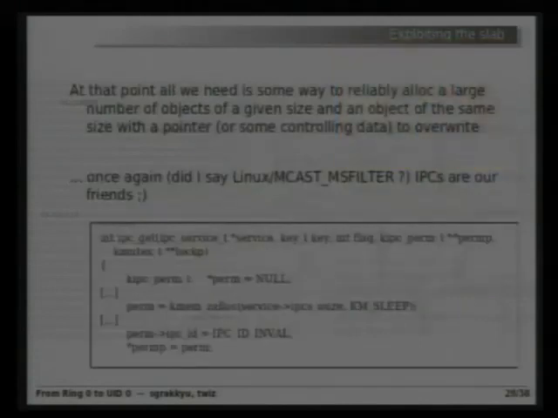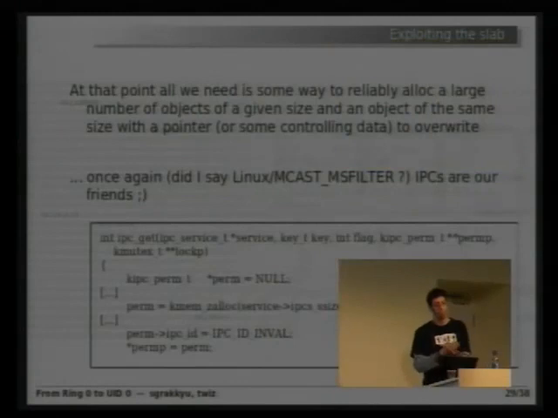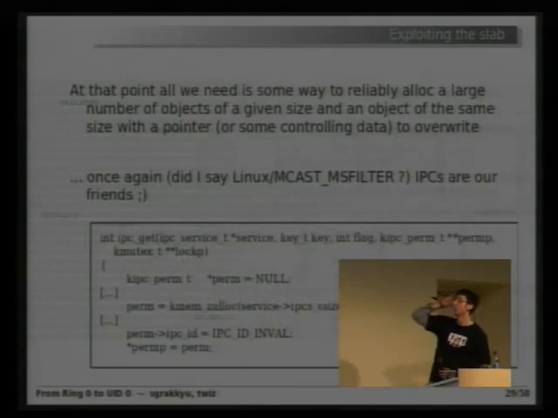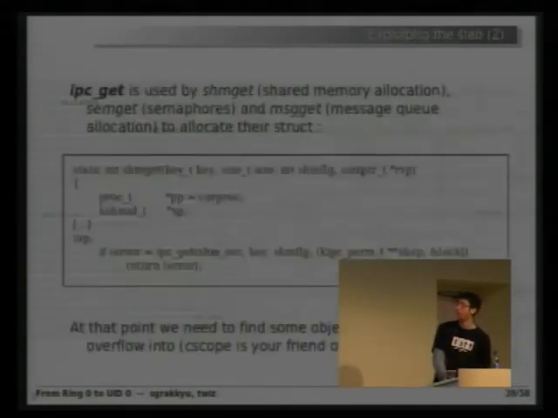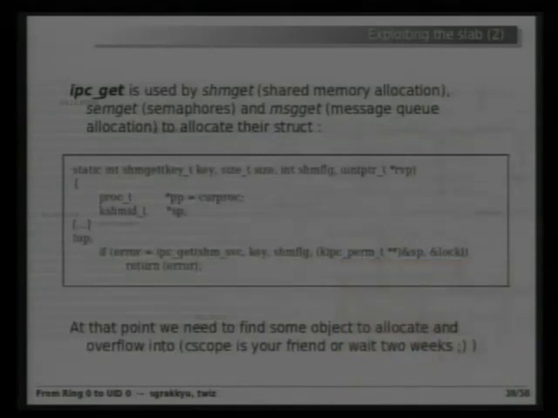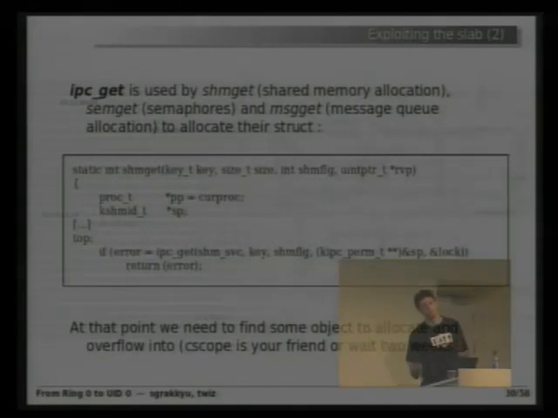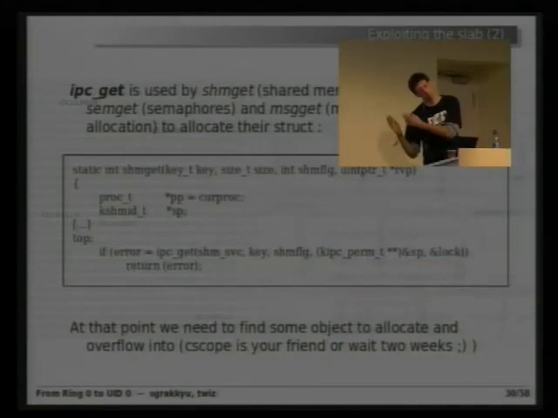At that point, what we need is to exhaust all the possible objects which are there. To do that, what you basically need is some way to allocate a large number of objects. The solution is using the IPC services. You can use ipcget to allocate a large number of objects from inside the kernel, and so exhaust the slab. The only thing you need now is some object that you want to overflow into, some object with a pointer. We don't have enough time here to go into this one. Just wait 2 weeks and an exploit will be released and you will see it.